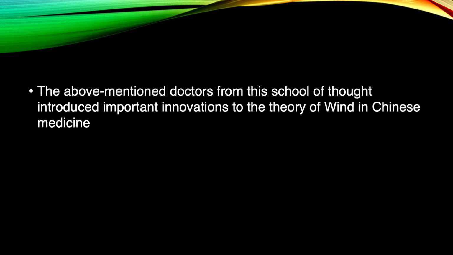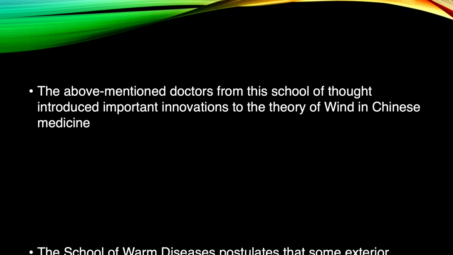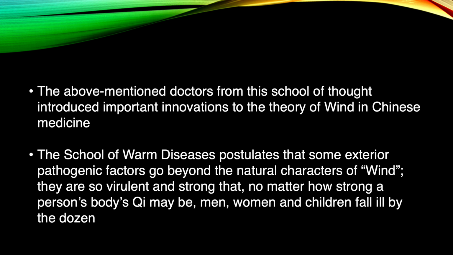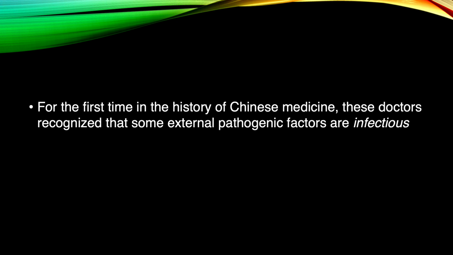The above-mentioned doctors from this school of thought introduced important innovations to the theory of wind in Chinese medicine. The school of warm diseases postulates that some exterior pathogenic factors go beyond the natural characters of wind. They are so virulent and strong that no matter how strong a person's body's qi may be, men, women, and children fall ill by the dozen. For the first time in the history of Chinese medicine, these doctors recognized that some external pathogenic factors are infectious.